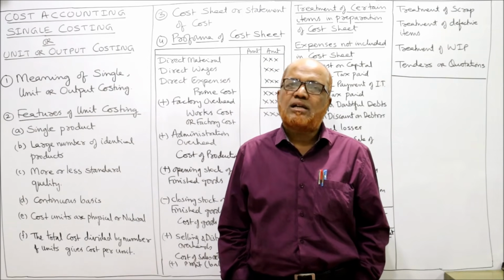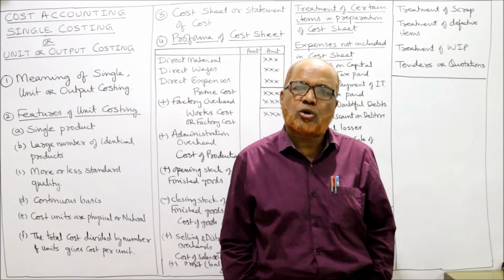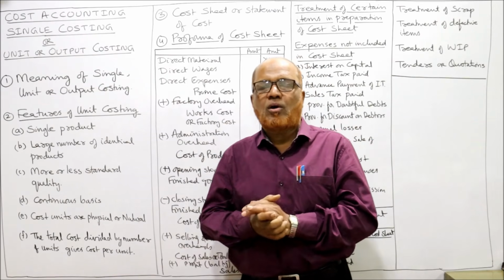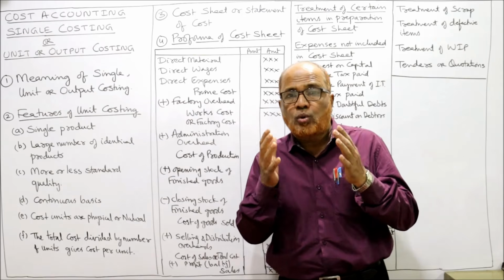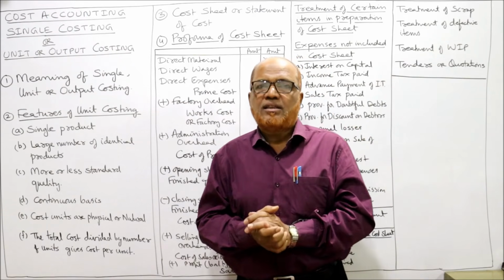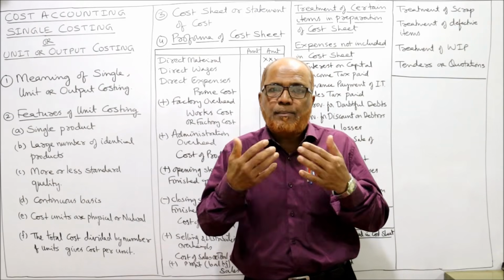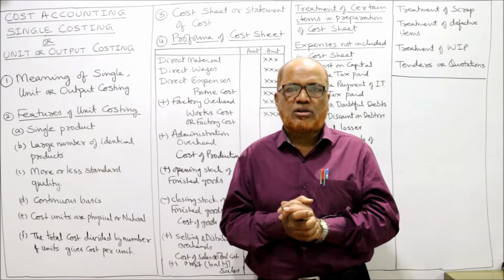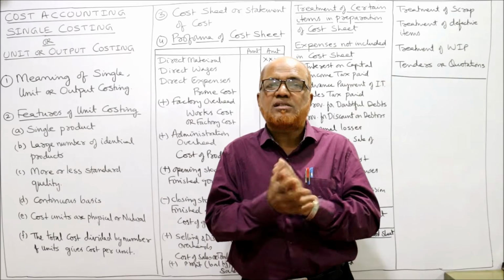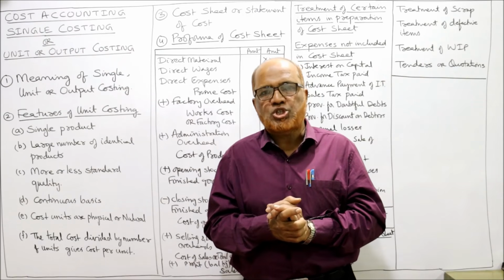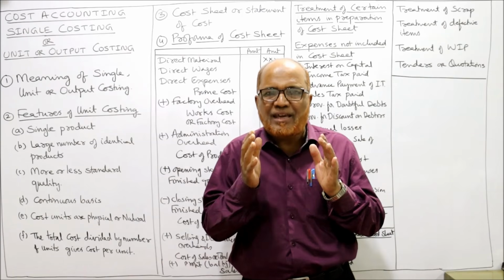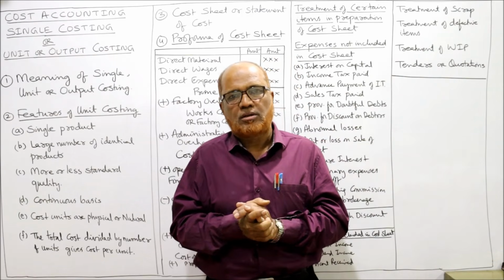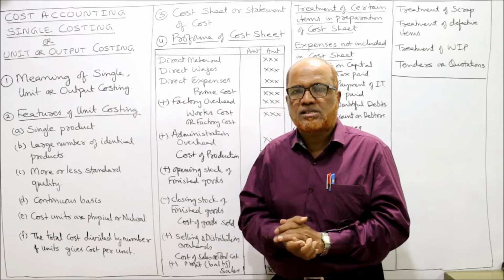First of all, we start with the topic single costing or unit or output costing. I'm going to explain to you the meaning of this single costing or unit or output costing. What are the features of those industries where this method of costing will be applied? Examples of industries where this method of costing will be applied. Then what is cost sheet, statement of cost, and what are the items that should not be considered while making this cost sheet or statement of cost. Then some peculiar items. What is the treatment of some peculiar items in ascertaining the total cost? These are the things we are going to discuss in this topic.